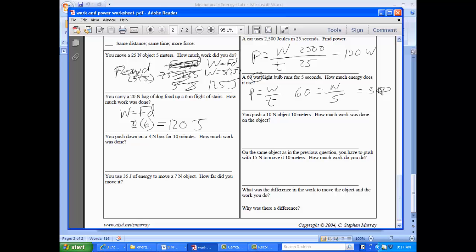So if you did not complete these, give them a whirl. All right. So any questions that I can answer for these? All right, let me explain the lab.